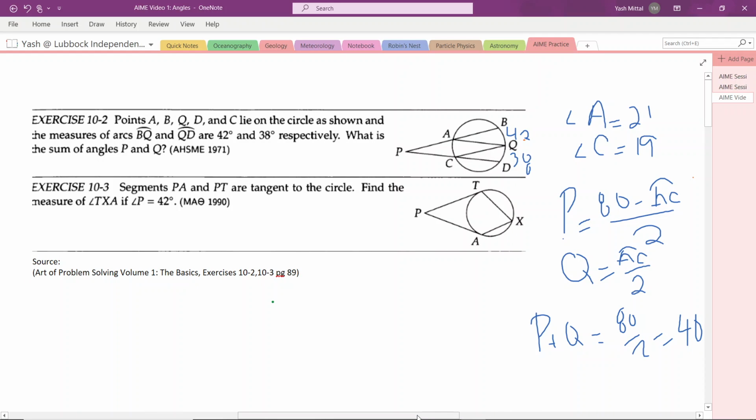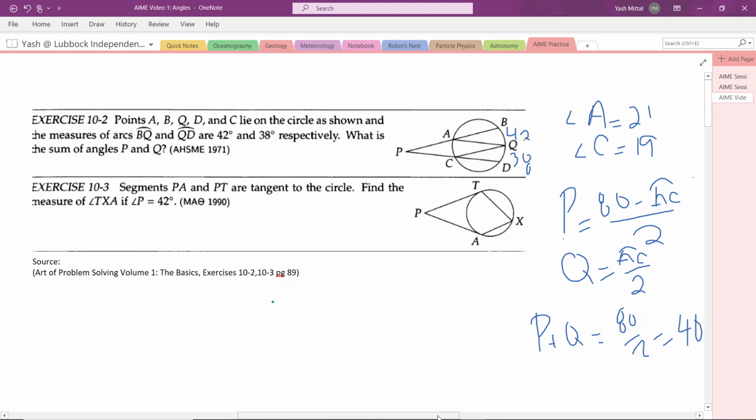Exercise 10.3 will now be using, I think, theorem 3 and theorem 4. PA and PT are tangents to the circle. Find the measure of TXA if angle P is equal to 42 degrees. So angle P, this angle here, is 42 degrees. Find TXA. I'll leave this for you to do on your own. So pause right now, and when you're finished with this video, or you can check right now, check the description to find the answer.